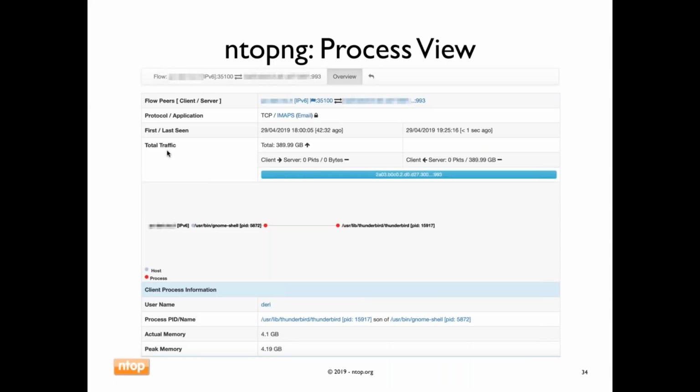Just to show you some reports, you will see here in ntopng this process view. It allows you to say, okay, this communication between one host and the mail server is IMAPS, so secure IMAP. And you will see that on this host there is an application called Thunderbird that is running from a GNOME shell, and that the user is me, Luca. As you can see at the bottom of the screen, the memory used and the peak memory. All this information is read by nProbe mini on the remote system and delivered through JSON to a remote ntopng.